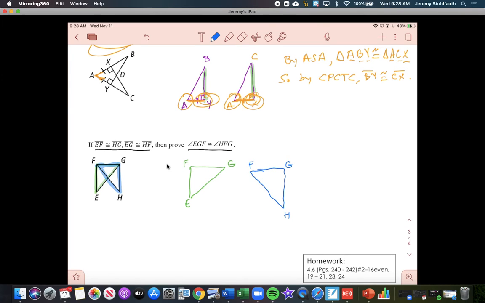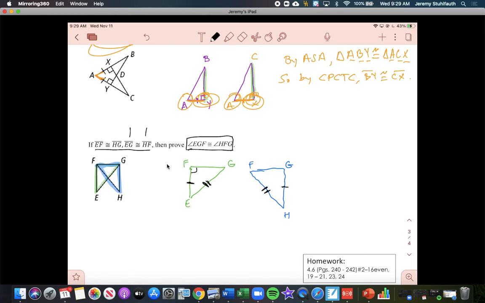And so let's mark what we know. We know that EF is congruent to HG. We know EG is congruent to HF. And then we want to prove that these two angles are equal. All right, so your first thought might be to look at, well, they both have F, but in this triangle, F is a right angle, and in this triangle, F is not. It's an acute angle. So that angle is not the same for both of them. It's not the same type of angle.